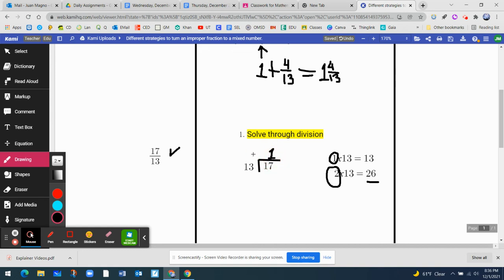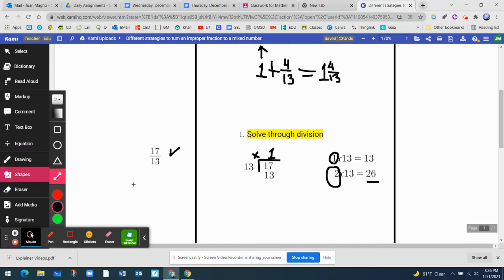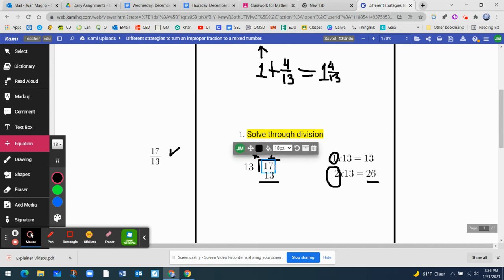And now we're going to multiply the quotient, which is the 1, times 13. And the answer is going to be, yes, you guessed that right, 13. So we're going to write 13, and this is going to become our subtraction. And now, why do we do this? We actually do this to demonstrate what is the remainder fraction. So as you do this, take away 13 from 17, and the answer is 4.